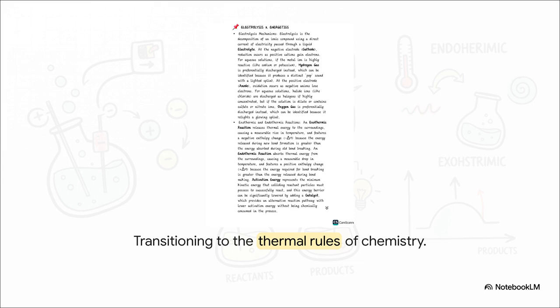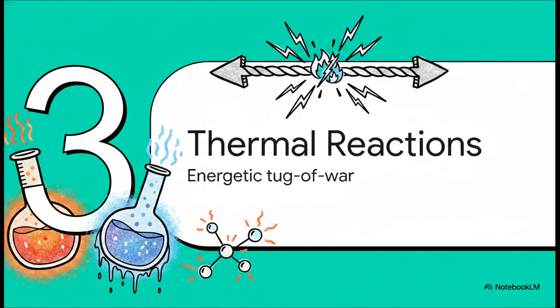So we're shifting our focus from electrical energy to thermal energy. But the underlying theme remains exactly the same. The whole shebang is all about the movement and transformation of energy during a chemical reaction. Which brings us to Section 3, exothermic versus endothermic reactions, the energetic tug of war.